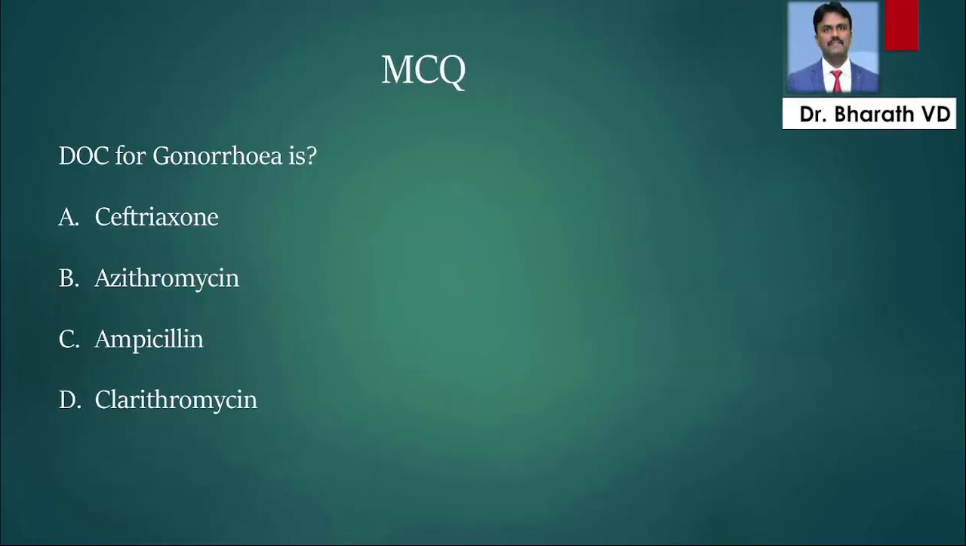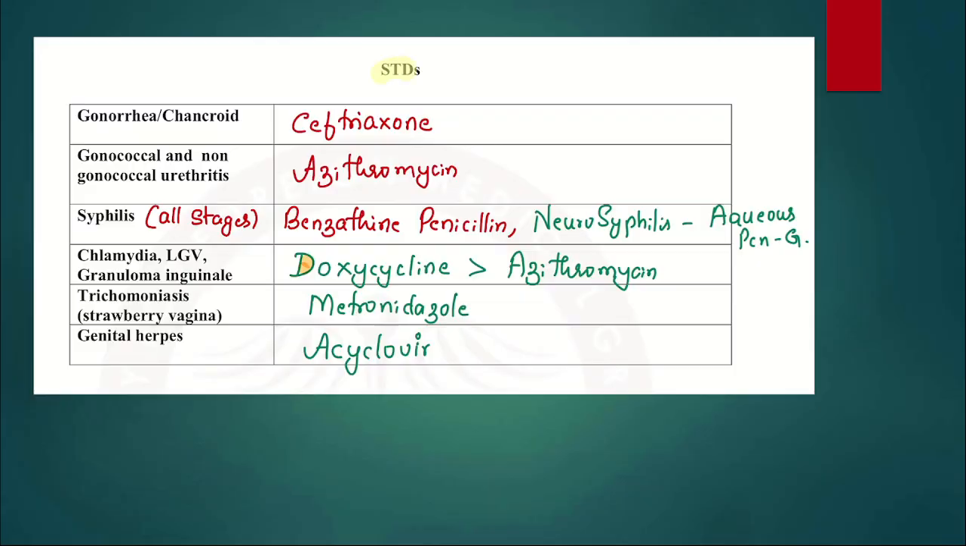Moving on to the next MCQ. What is the drug of choice for gonorrhea? Ceftriaxone, azithromycin, ampicillin, clarithromycin. So the most appropriate answer will be ceftriaxone. So gonorrhea is a sexually transmitted infection and STDs are a favorite for examiners. Let us see the drug of choice. I have given the STDs here. Gonorrhea or chancroid, it is ceftriaxone. If there is co-infection of gonococci and non-gonococcal urethritis, the best is azithromycin. Why azithromycin? Because ceftriaxone cannot work on non-gonococcal urethritis causing bacteria.